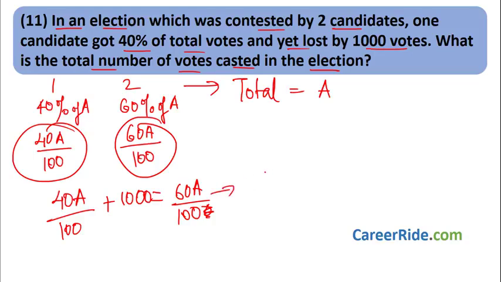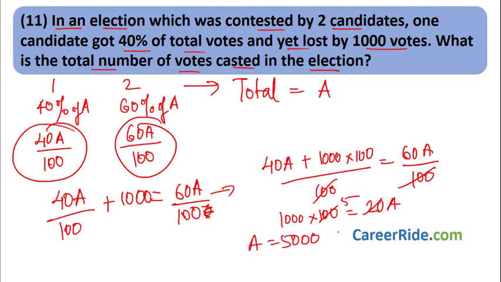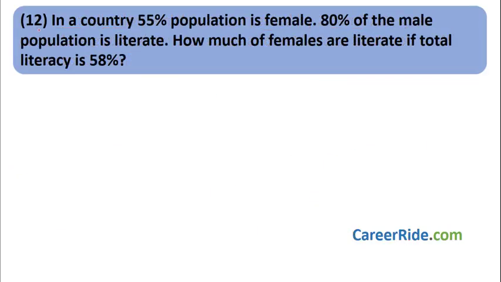Let's calculate and see what the answer is. 40A plus 1000 into 100, divided by 100, would be equal to 60A upon 100. This gets cancelled. So we have 1000 into 100 equal to 20A. A is 5000. So 5000 votes were cast in the election. Moving to the next question, question number 12.